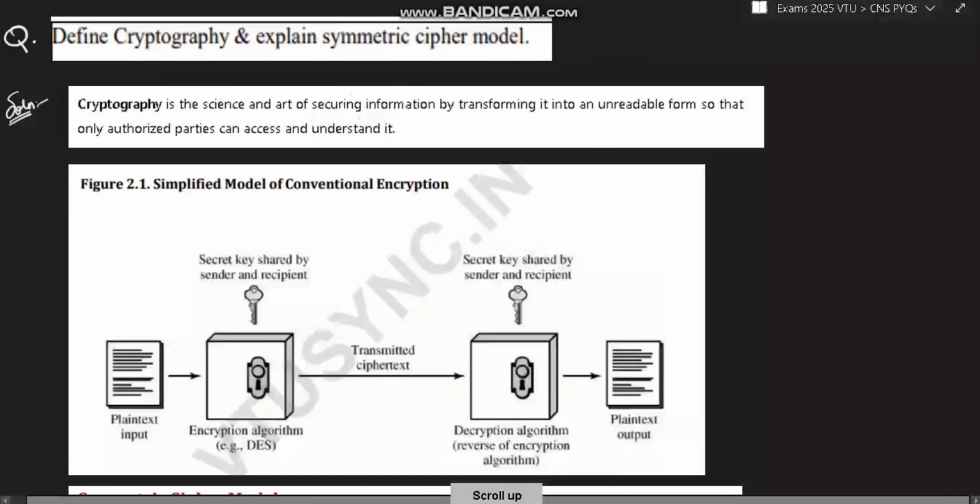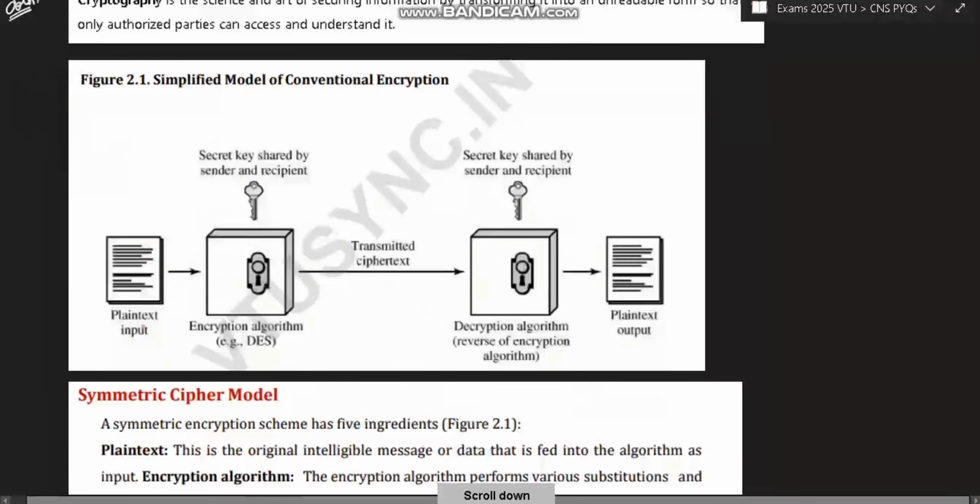Now, the simplified model of the symmetric cipher model. Okay, this is the first diagram you need to make. The plaintext will be the input, which will go into the encryption algorithm like DES, and there will be a secret key which is shared by the sender and the recipient. This is the recipient. Okay, they both will have the key. Assume that this is a locker box. The plaintext will be put inside this box and locked with the key, and that will be sent from here.